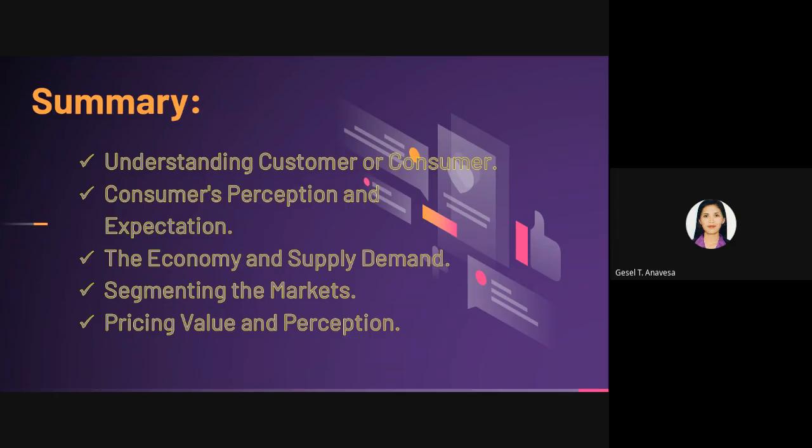Okay, and then the economy and supply and demand, and segmenting the market. Consumer segments. Segmenting the market is very important, so that business people can understand their consumers' needs and wants. And then pricing, value, and perception. Okay.